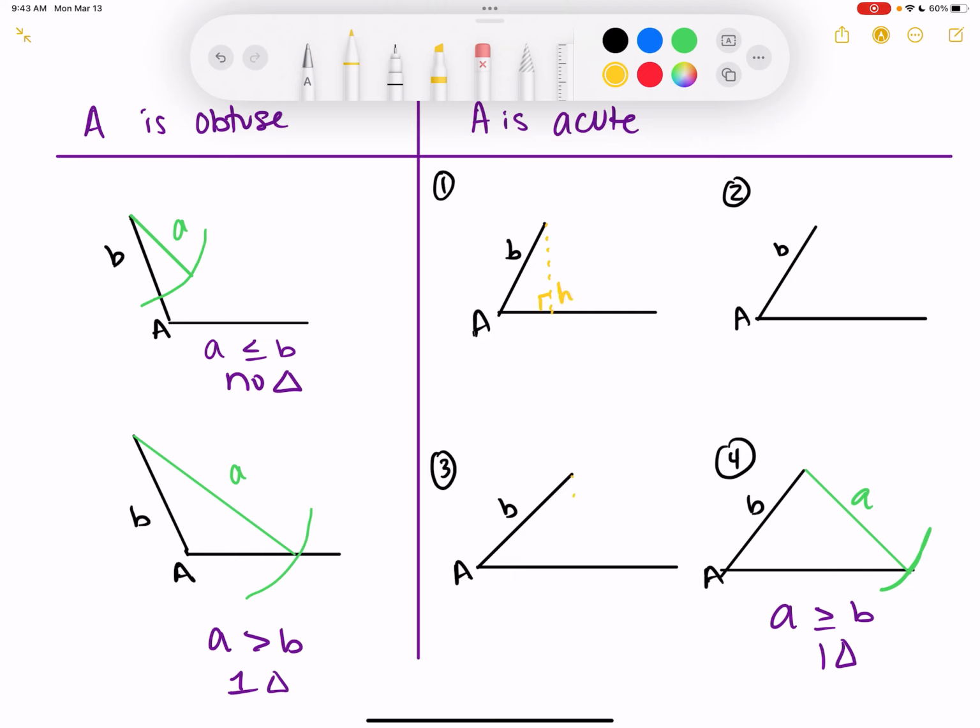You don't have to draw this in every time you do the problem, but that's where H is occurring. It's just the height. Like back when you did the area problems, 1/2 base times height, that's all H is. But you actually would have to find H.